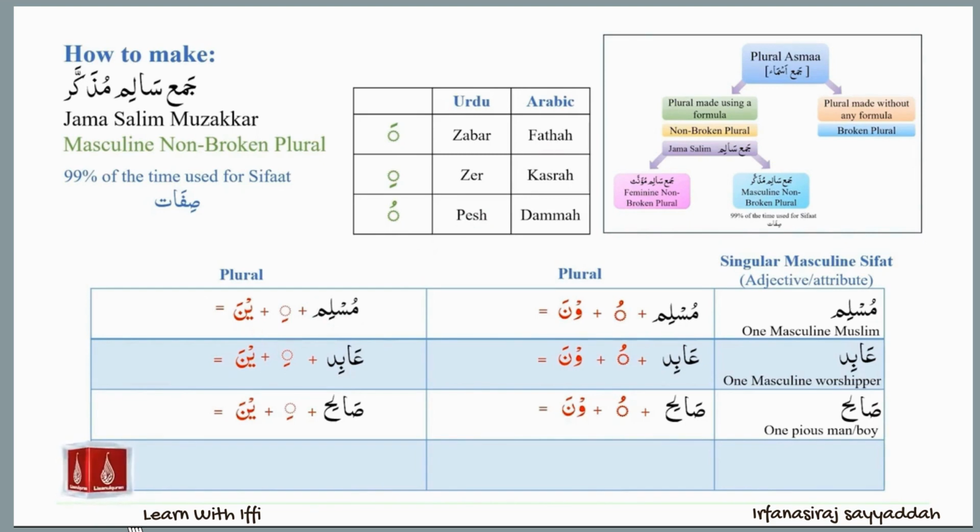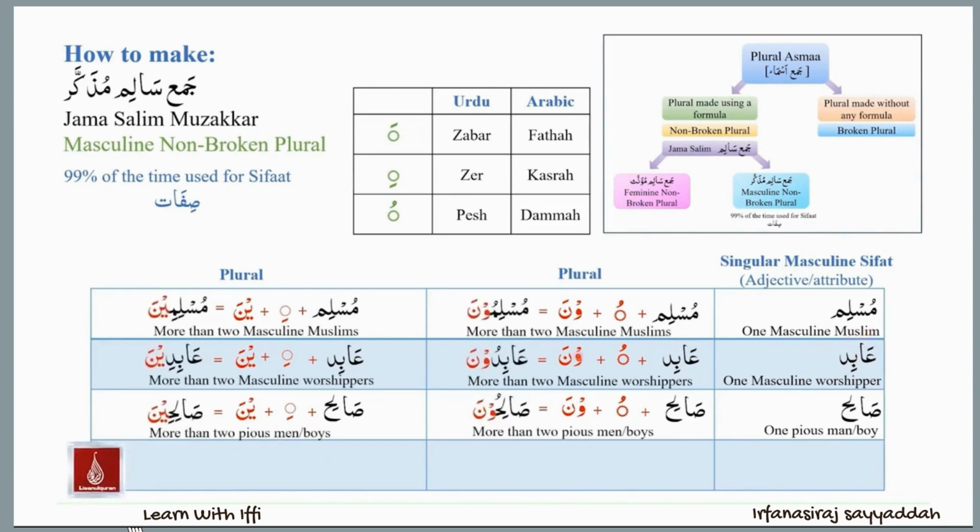Moving forward, after we copy the singular asma and paste them into their plural columns, and then we add the respective huruf and harakat, we end up with the following results.